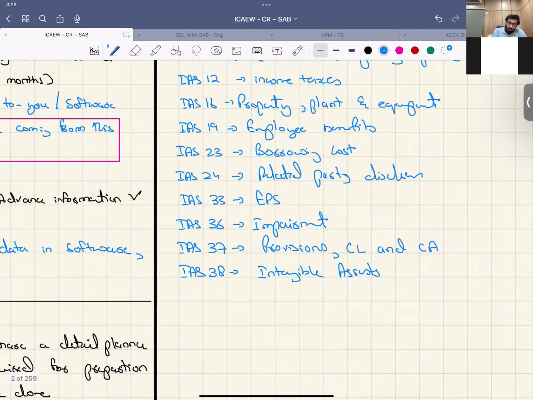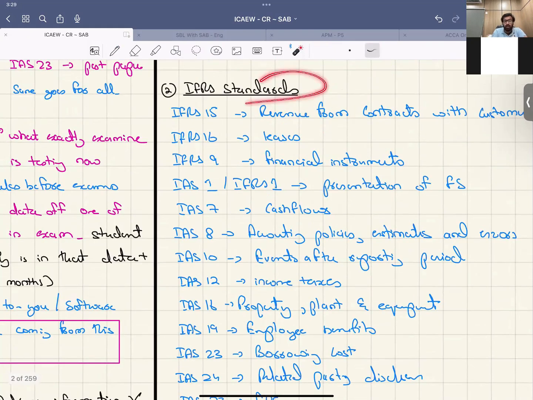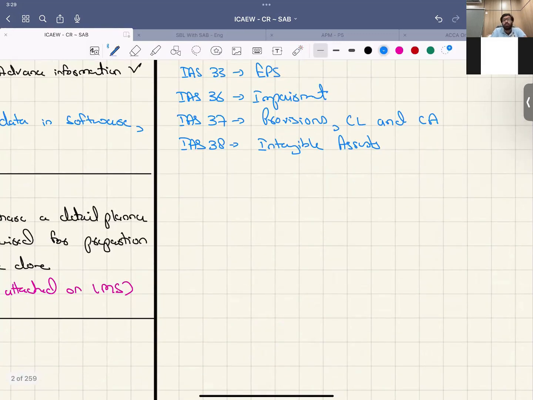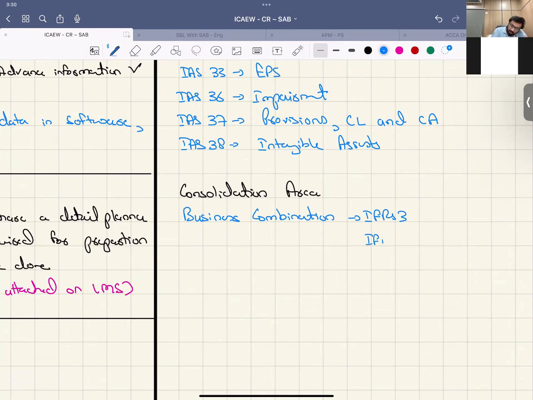Then we have, once we cover these IFRS, so are we done? No, guys, no. These are individual financial statements. Then we have consolidation area. This is again a very important and a very lengthy one, right? So this includes business combination, right? Which is IFRS 3, I must say. Then we have IFRS 10. That's going to be establishment of control, whether the control exists or not, right?